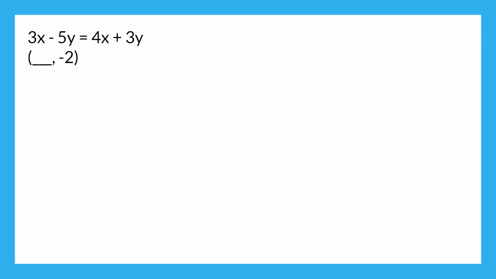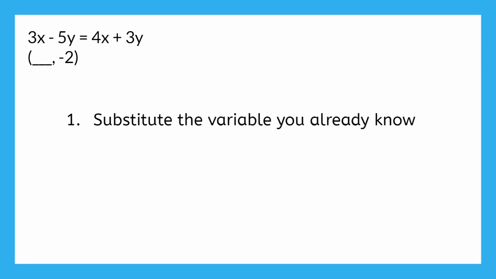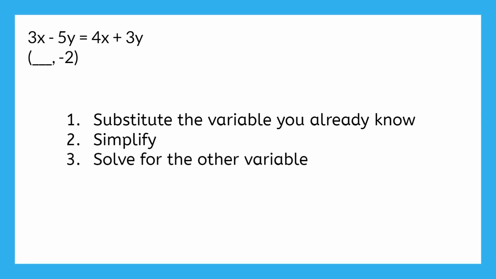All right, we've got time for one more example, so let's crank the difficulty up a bit. This time, we have multiple instances of each variable mixed up on both sides, and we've been given the y value instead of x. Just remember the steps: substitute the variable you already know, simplify, and then solve for the variable that you didn't substitute.